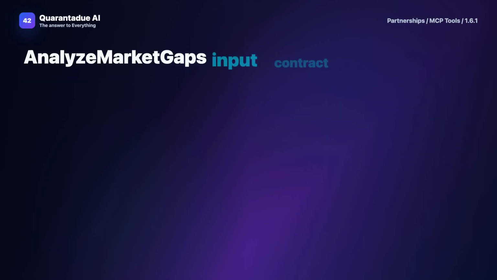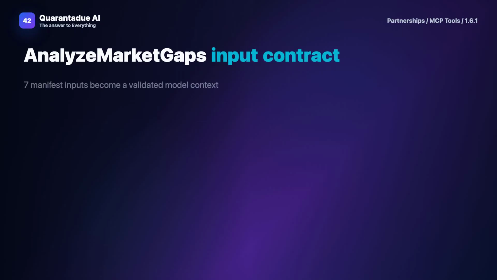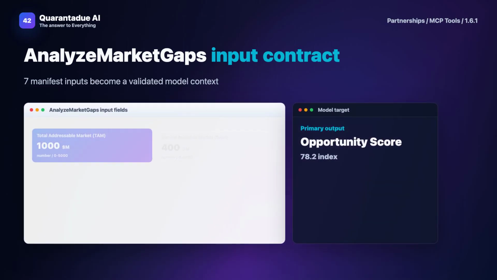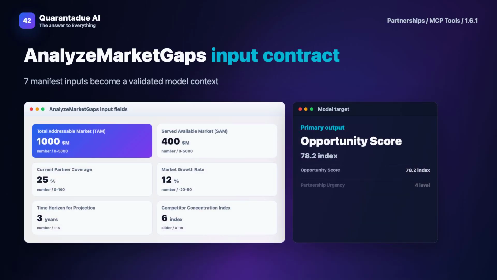Typical inputs include total addressable market, TAM, served available market, SAM, current partner coverage, market growth rate, and time horizon for projection. Keeping these fields explicit reduces ambiguity and makes every run easier to audit.